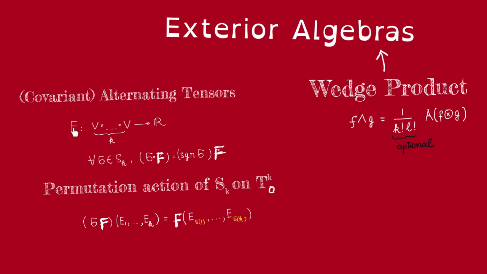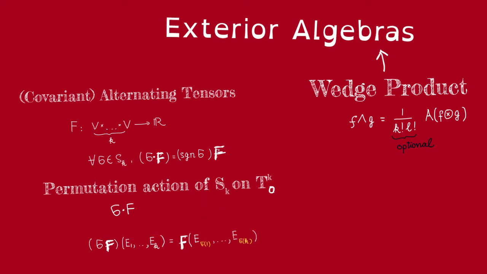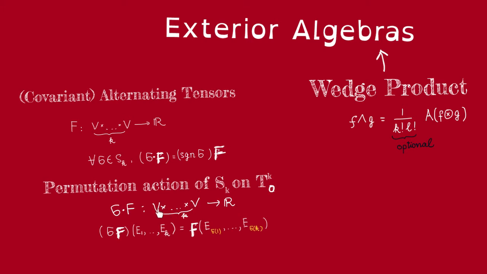Let's say F is a covariant K-tensor, and let's say sigma is a permutation in the symmetry group on K variables. Then how should we define sigma acting on F? Well, the result here should also be another covariant K-tensor, i.e. another multilinear function on K copies of V. So we can just define it pointwise.